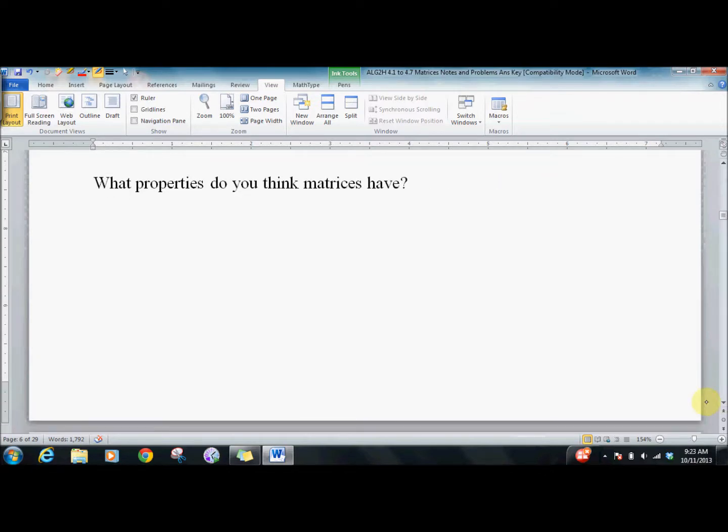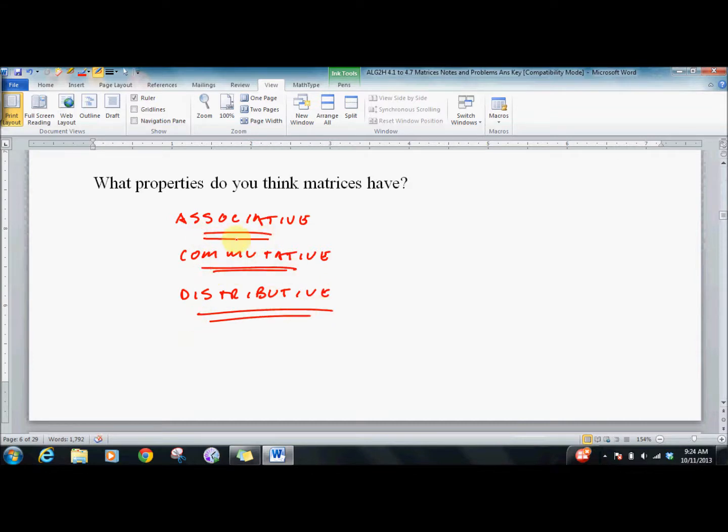Finally, what properties do you think matrices have? They have the associative property. They have the commutative property. And they have the distributive property. We just showed some of that above with the multiplying and then subtracting, things like that. That's it. Not really complex stuff. A lot of detail-oriented calculations, but you should have no problem. Good luck.